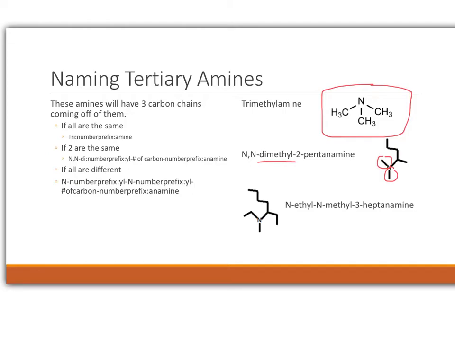Okay? Or you can run into things where everything is different, and then you indicate the things that are attached to the nitrogen as N-ethyl, which is this part, and N-methyl, which is this part. Okay, so in this case, the N groups are written in alphabetical order.